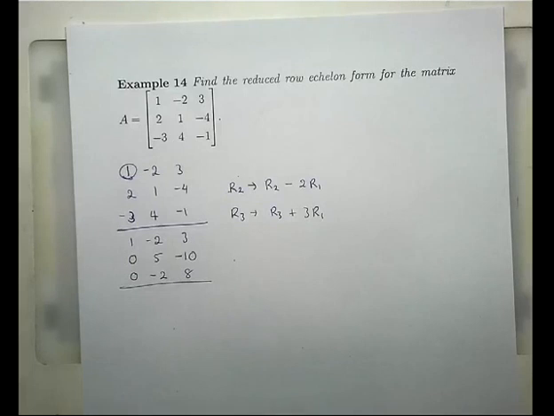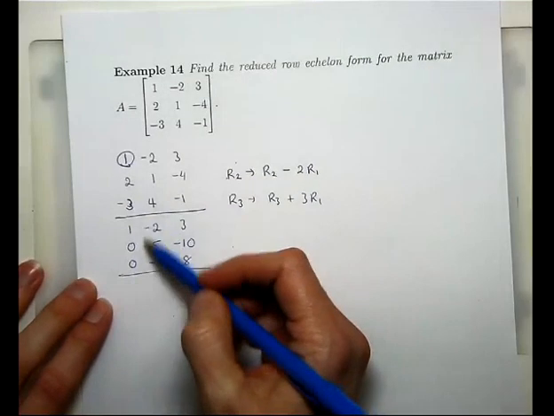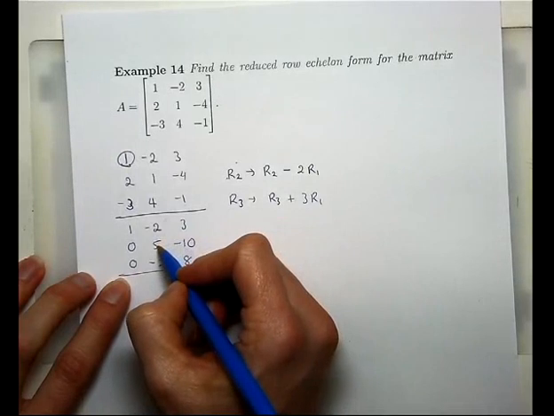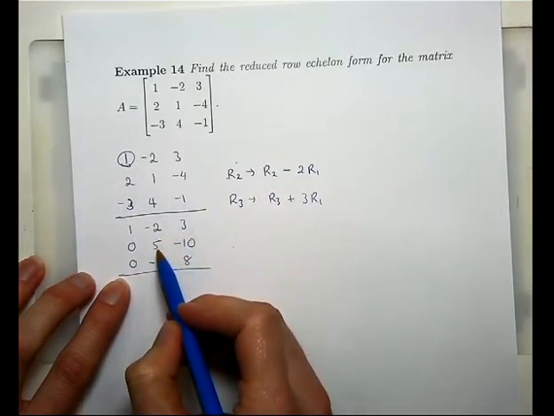All right. Is anyone lost? No? Okay, I'm going very slowly because some people haven't seen this before. Okay, so now we've got this first column done, right? We've got a pivot here and we've got all zeros below. So now we can work on the next one.